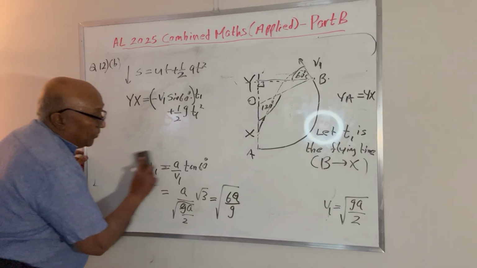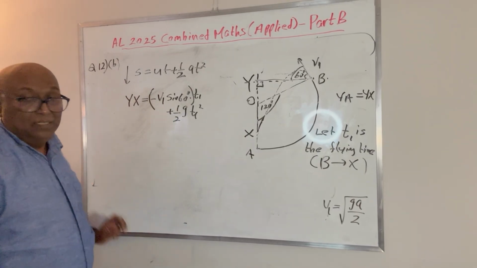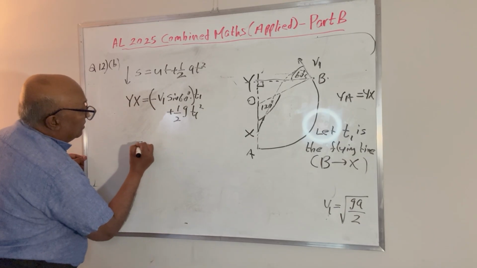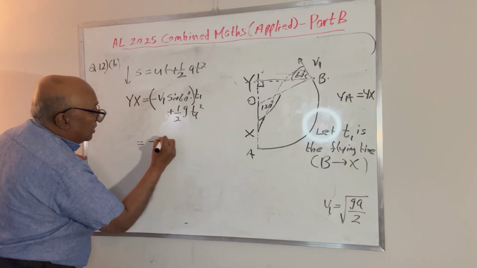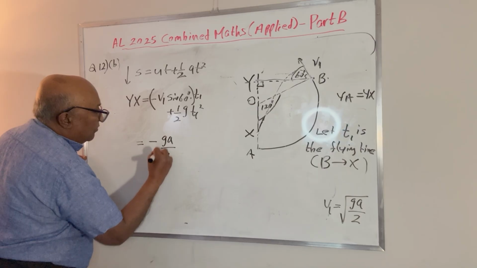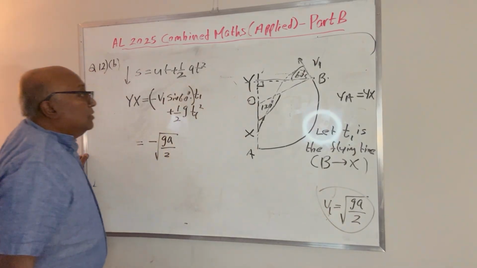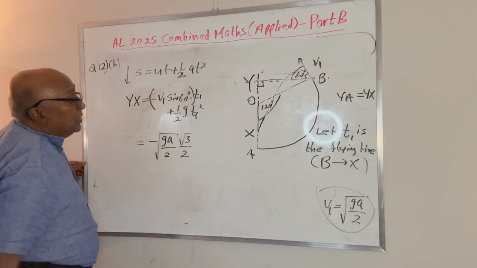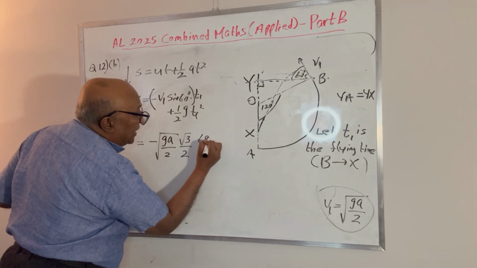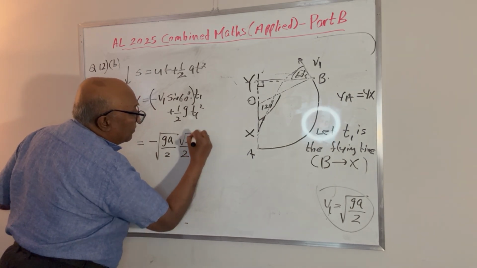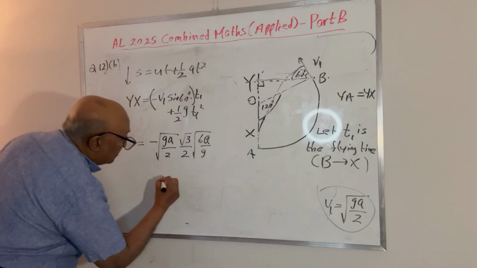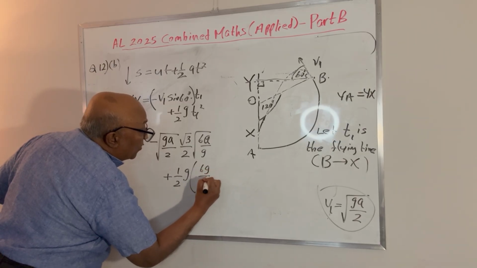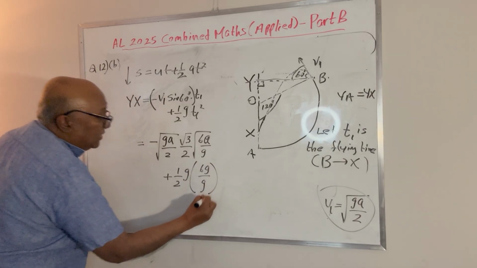Now what do we need to do? You need to simplify this as accurately as possible. Equal, what is v1? Square root of ga upon 2. We proved that here. Sin 60 is root 3 upon 2. T1 is square root of 6a upon g, plus half g, T1 squared, where square root of 6a upon g squared is the original one.